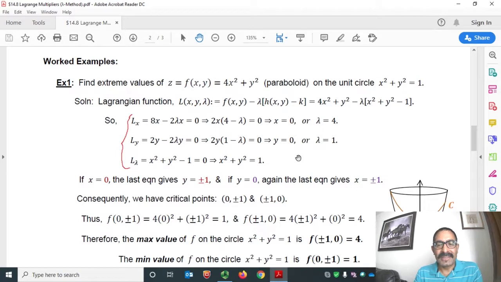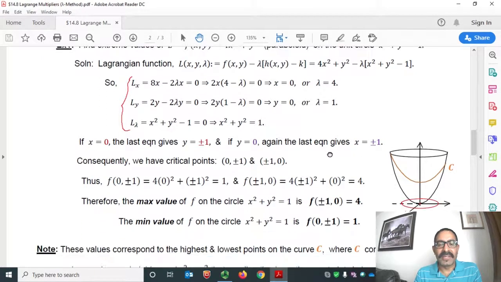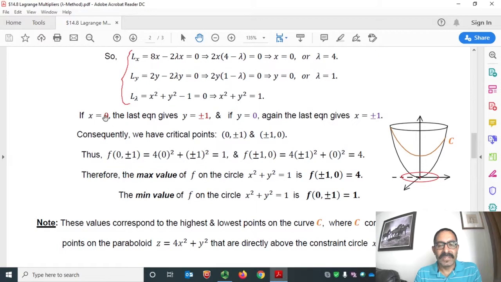So next, let's find the values of x and y. That means put x equals 0 in these equations, and put y equals 0 in these equations. If x equals 0, the last equation gives y equals plus or minus 1. And if y equals 0, again the last equation gives x equals plus or minus 1. So we have the critical points: when x is 0, y is plus or minus 1, and when y is 0, x is plus or minus 1. So we have 4 critical points.